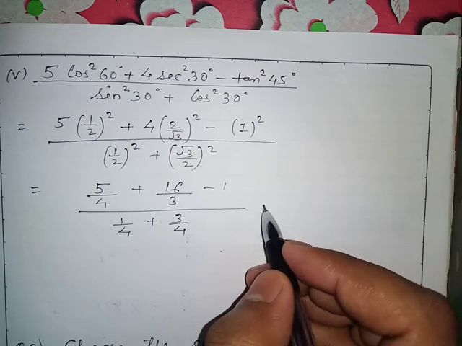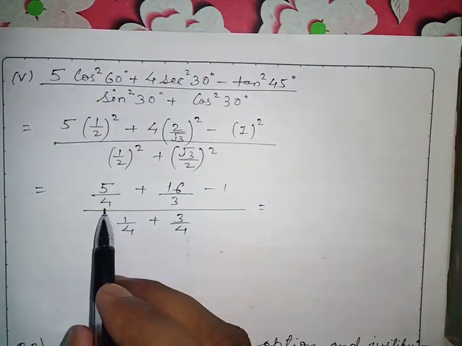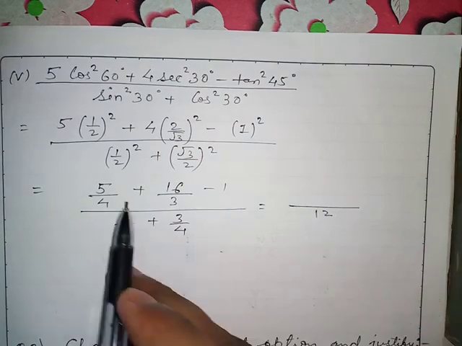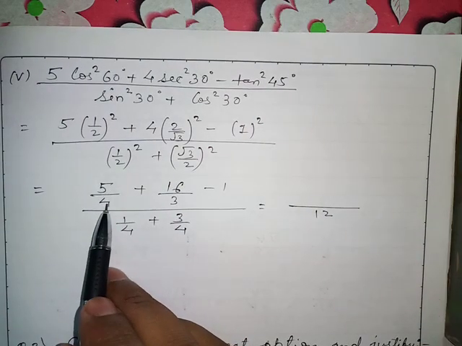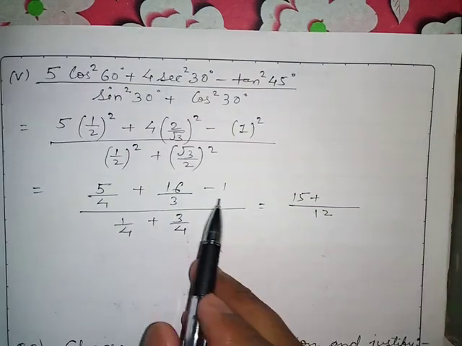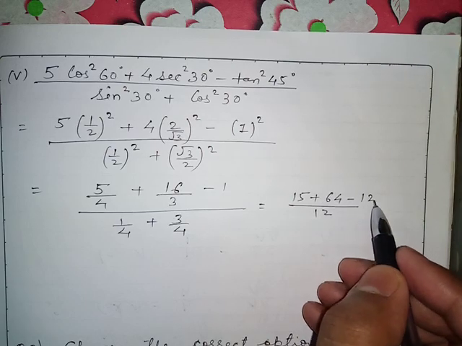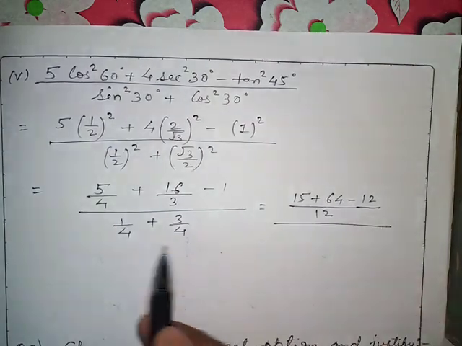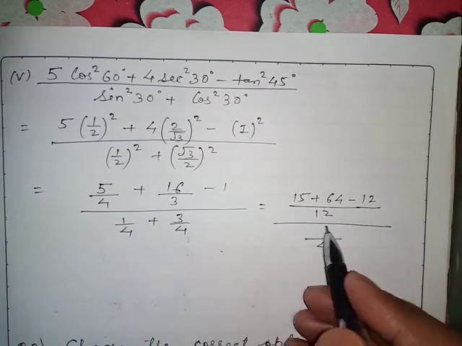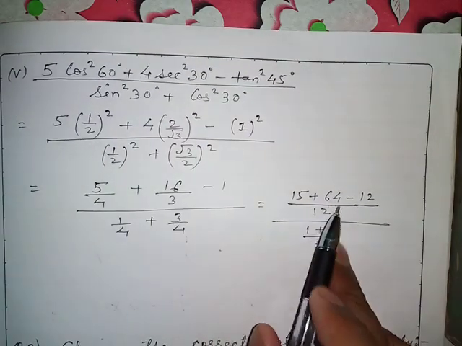Now see this one. So in this part you will take LCM, that is 4 into 3 is 12. So now 3 into 5 is 15 plus 4 into 16 is 64, minus 1 upon, in this case take 4 as LCM, and this is 1 plus 3. Now see, add these two.